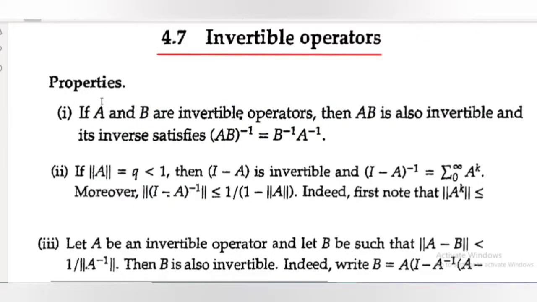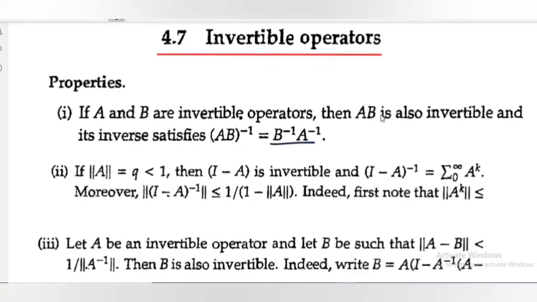Good morning, dear students. Today we are going to complete the properties of invertible operators. Let us recall the properties of invertible operators. The first one is: if A and B are invertible operators, then AB is invertible. Also, (AB) inverse is equal to B inverse A inverse.